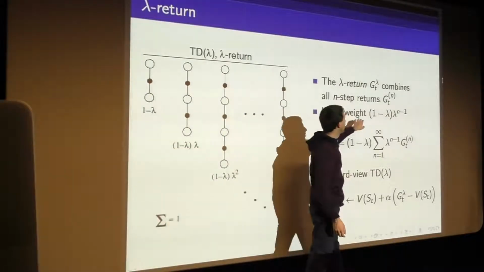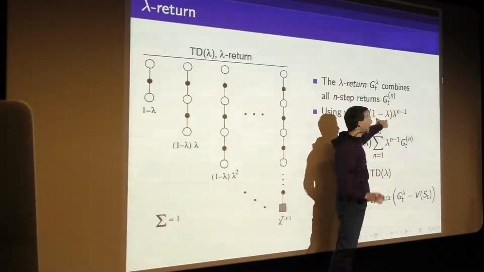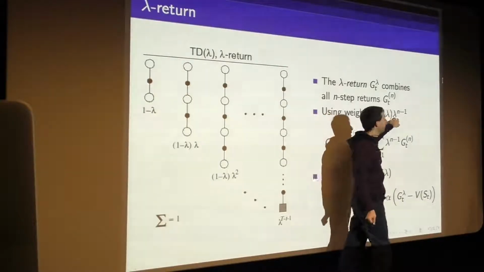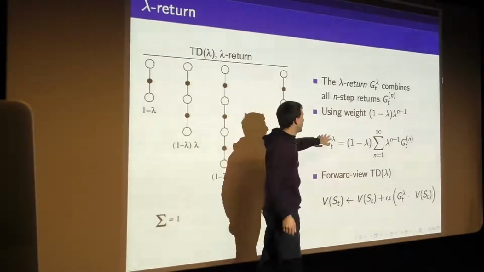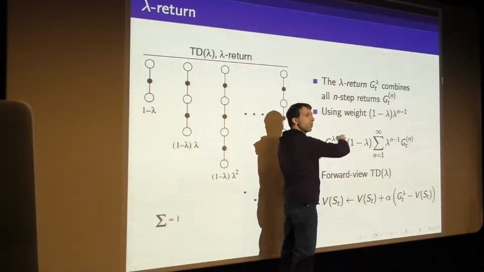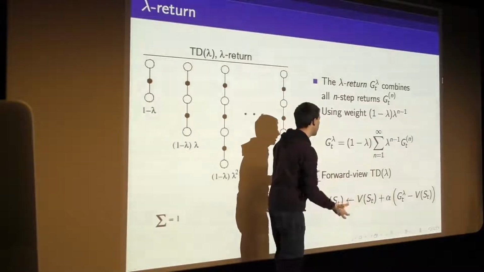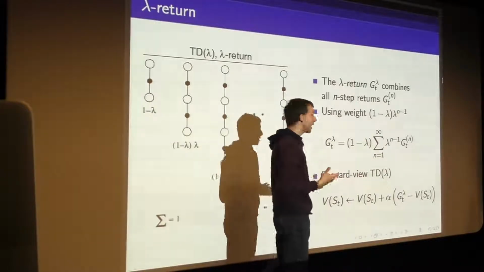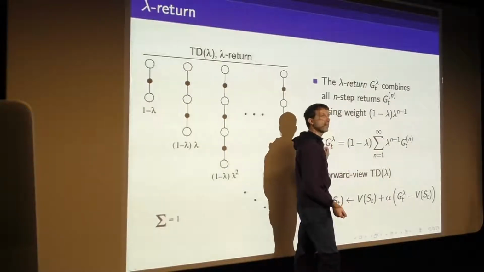For every n-step return, we weight that return by 1 minus lambda, the normalizing factor, times lambda to the n minus 1. This is our lambda return. G superscript lambda is the weighted sum of all of our different n-step returns, weighted together geometrically. And now we do the same trick: we use this G lambda as our target for TD learning.